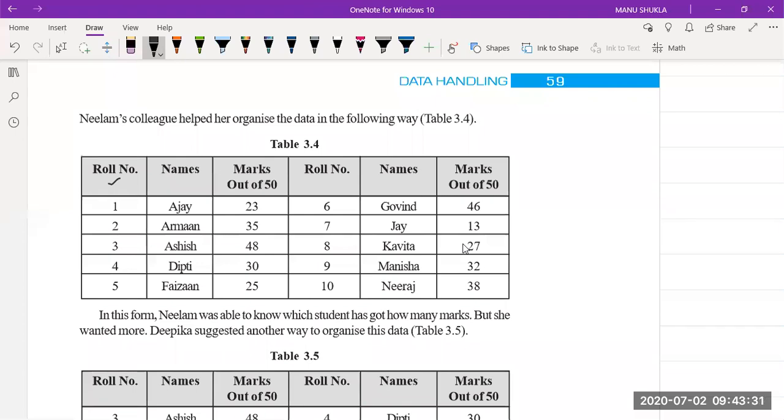Okay. Now, if I ask you, out of these students, who did the best in the subject of English? Who scored the maximum marks? Ashish, you are saying 48. Very good. And who is second in the class? First is Ashish, second is Govind. Very good. So this way you are able to understand the data easily when it is in tabular format. And the teacher can also understand that Jay needs some extra care.